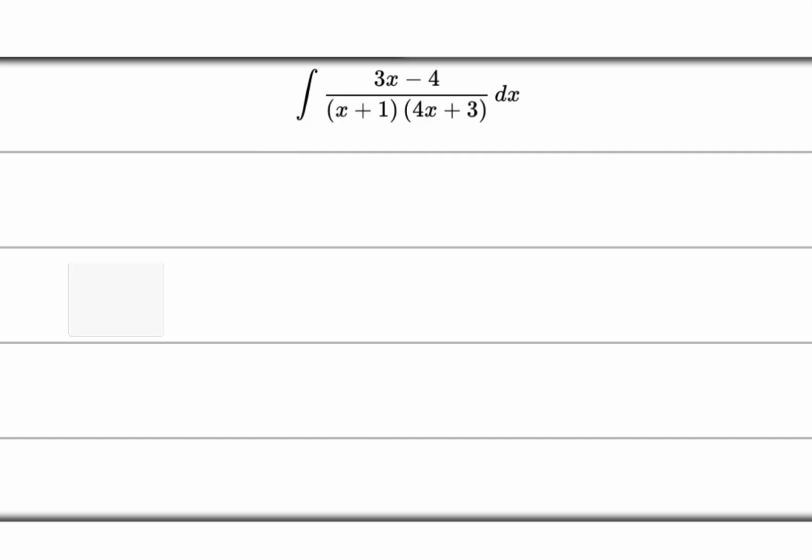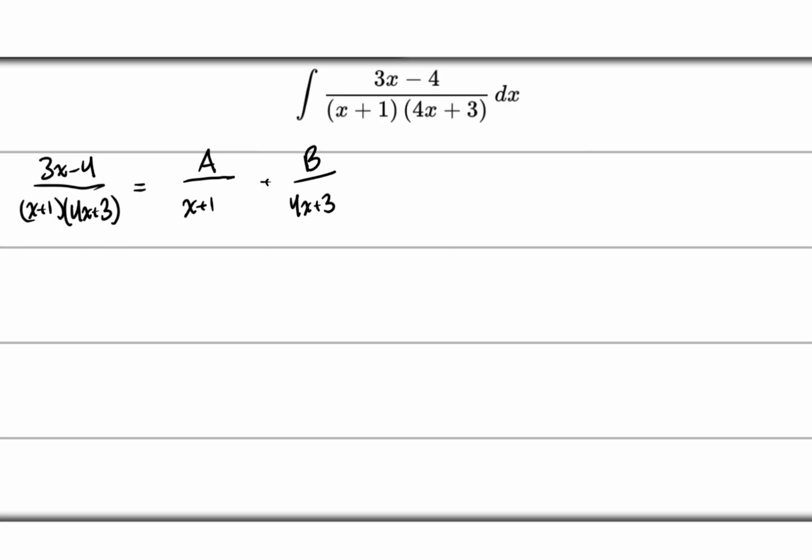And so now we're given this integral where it's a very complex fraction. And so we can actually simplify this into a lot simpler values and integrate with ease. Let's set this up where we have (3x - 4) over (x + 1)(4x + 3) equals A over factor 1, which is x + 1, plus B over factor 2, which is 4x + 3.